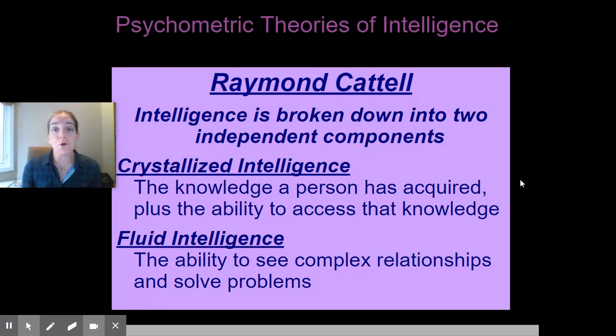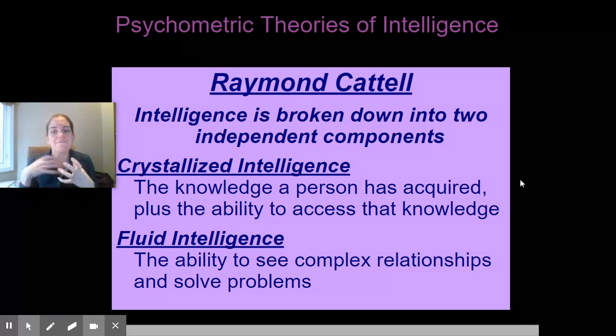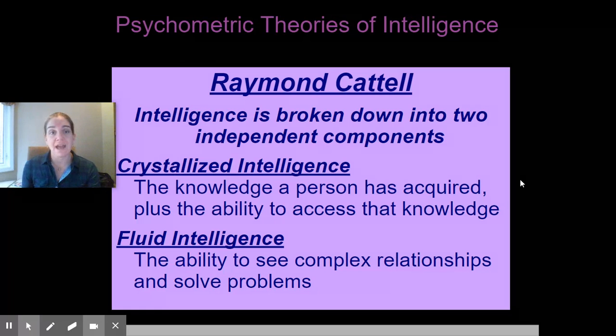Another person who broke away from g was Raymond Cattell. Okay, he said that intelligence is really made up of two types: crystallized intelligence and fluid intelligence. Crystallized intelligence, in my mind's eye, I conceptualize as little nuggets of information, factual information, knowledge acquired, these crystals in your cerebrum. Okay. And those crystals actually grow over time. They don't change.